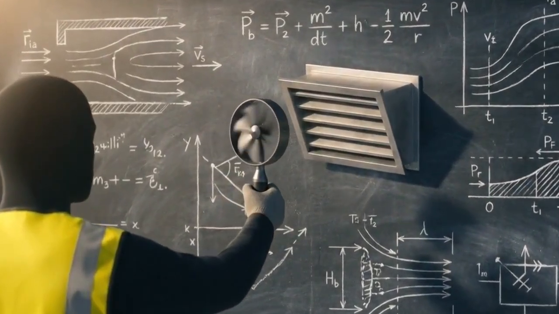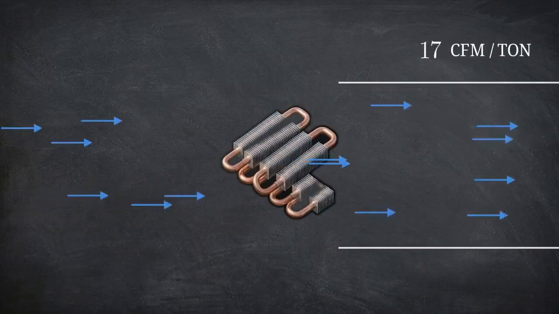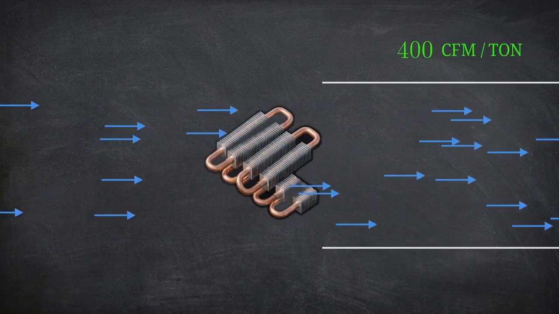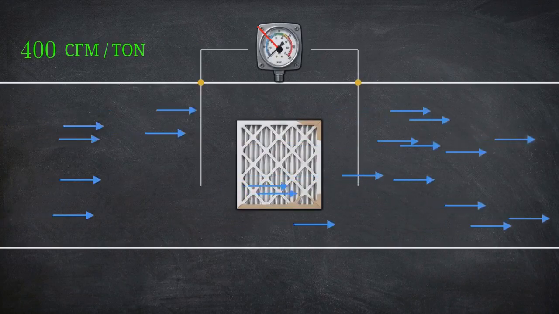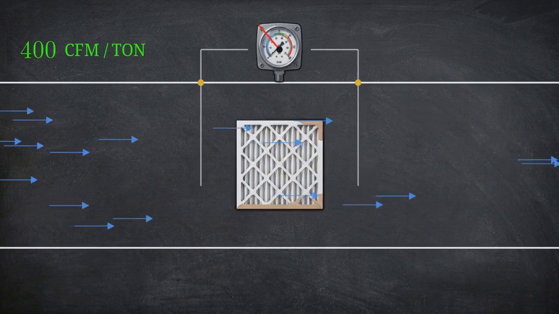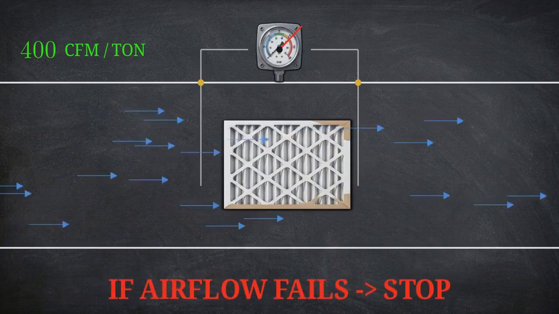Never trust your refrigerant readings until the system's airflow is verified. The evaporator coil needs between 350 and 450 cubic feet per minute of air flowing across it for every ton of cooling capacity to function correctly. This diagram shows the measurement of static pressure. You must verify the filter pressure differential to identify blockages before adjusting the refrigerant charge.